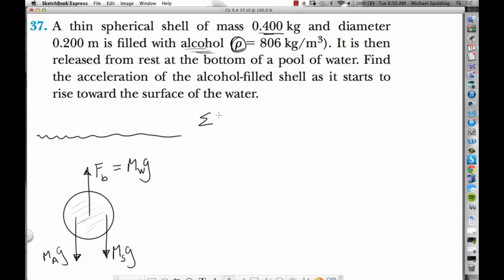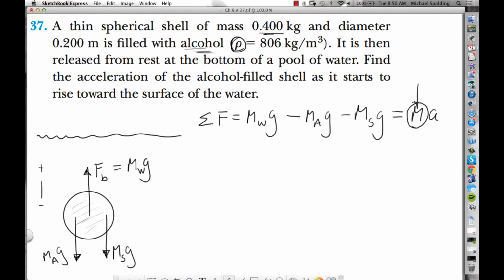Now we sum the forces. Summing the forces, we're going to say up is plus and down is minus. So we have mass of water times gravity minus mass of alcohol times gravity minus mass of the shell times gravity. Sum of the forces always equals ma. Now, what's this mass going to be? That mass is the mass of the shell plus the mass of the alcohol, right? It's the total mass of this whole thing, the shell plus the alcohol inside. So we're going to have to figure that out.